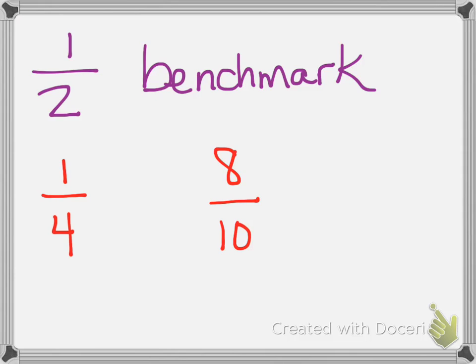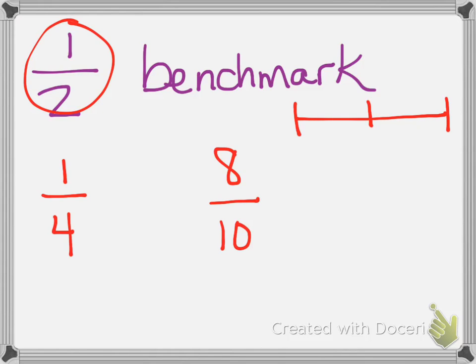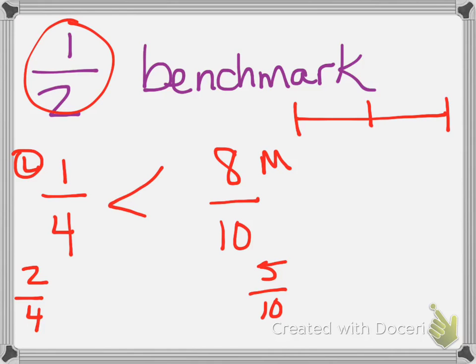Another method is using a benchmark, and what kids like to use is the 1/2 benchmark. Basically, thinking in their head a whole piece and cutting it in half. And for this, I'm going to say, well, 1/4, I know that 2/4 would be half, so this is actually less than my benchmark. And 8/10, well, I know that 5/10 would be halfway, and that's actually greater than or more than the benchmark of 1/2. Therefore, I can see that 1/4 is less than 8/10.